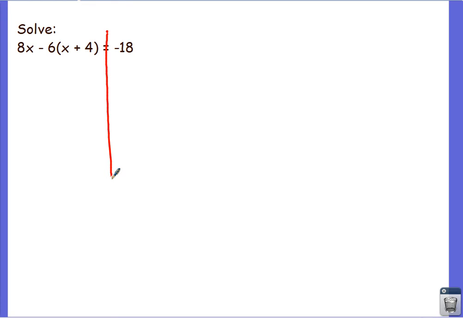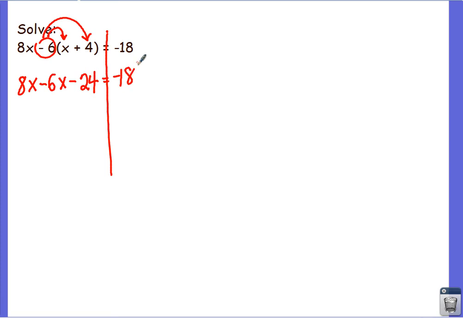Because you'll find out that once you start cleaning these problems up, they'll end up exactly like the problems we had earlier. Okay. Now I will caution you that this negative here has to go with the 6. So the 8x isn't multiplied times anything, so we're just going to bring it down. The negative 6 times x gives me negative 6x. Negative 6 times a positive 4 is going to give me a negative 24, and everything else just gets copied down.